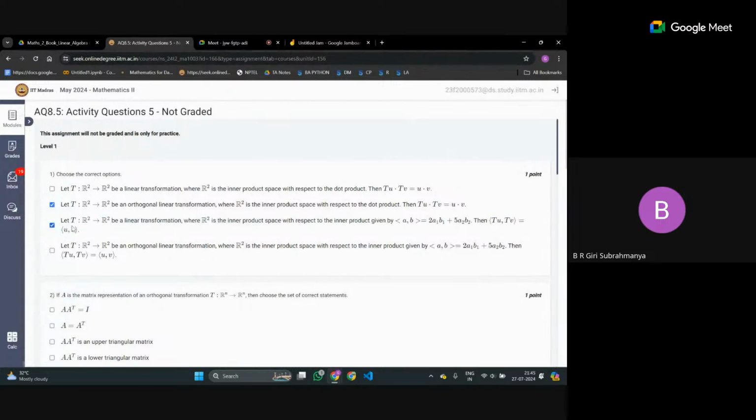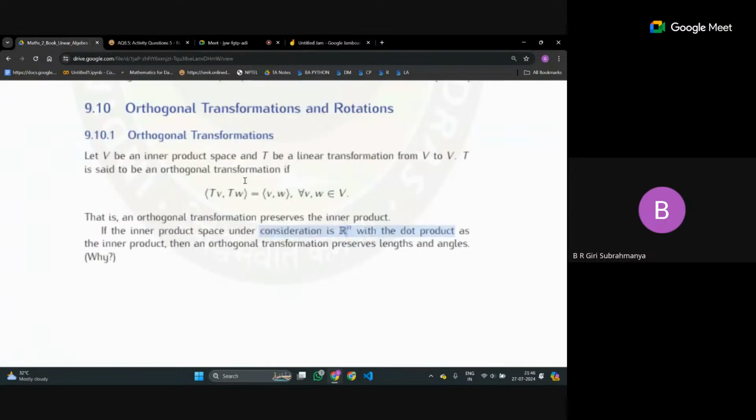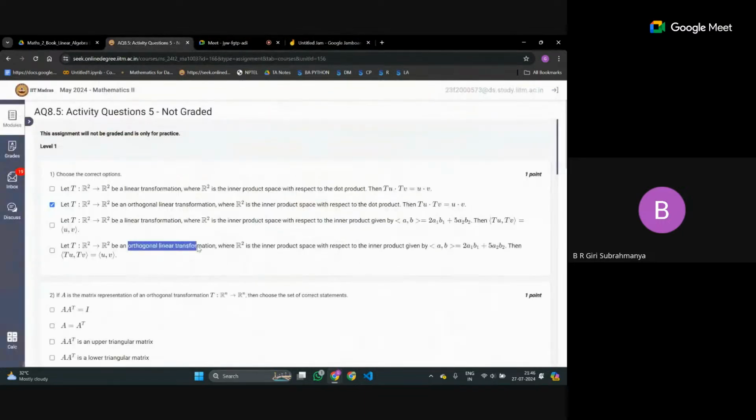But for an orthogonal linear transformation, this will be true, correct? For an orthogonal linear transformation, from the definition we know the inner product of the output vectors is going to be equal to the inner product of the corresponding input vectors. This is something which we know. Since they have given that T is an orthogonal linear transformation, we can say this is going to be true.